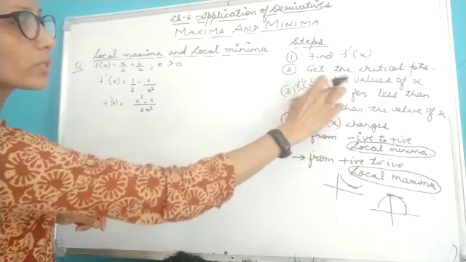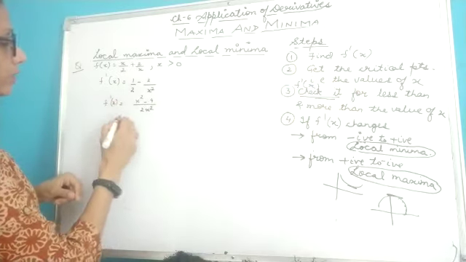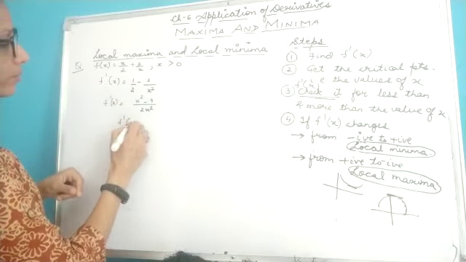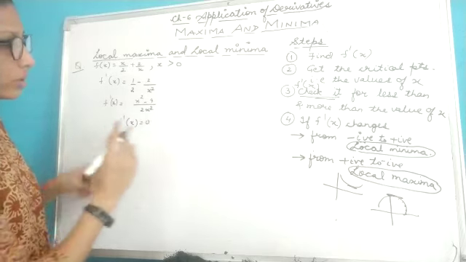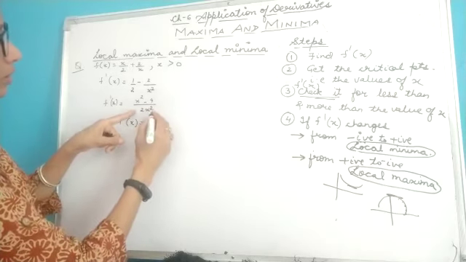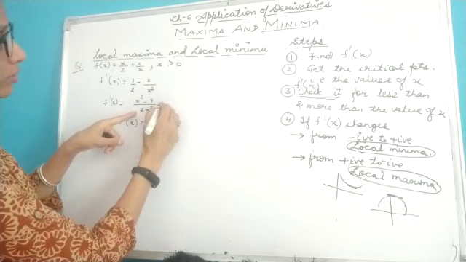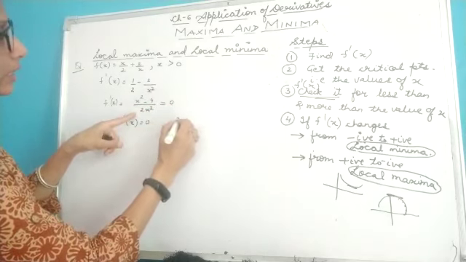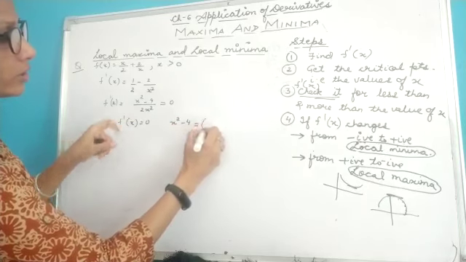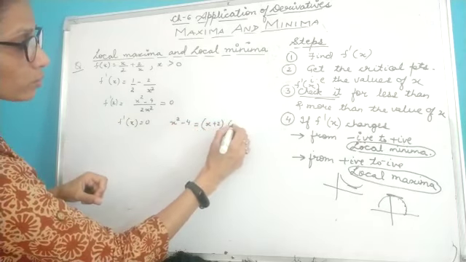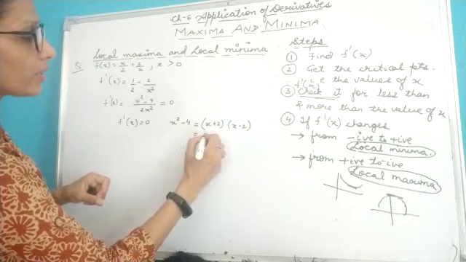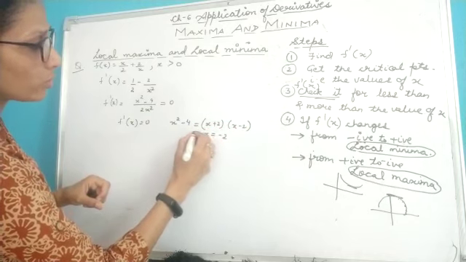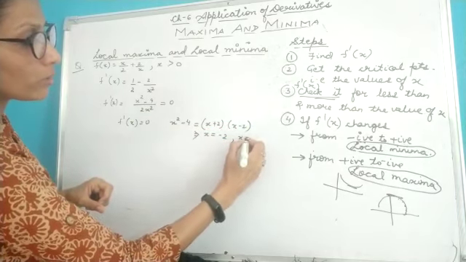Now I have to get the critical points. Critical points can be calculated by equating this to 0. If I equate this to 0, this will go to this side, it will become 0. I'll be getting x square minus 4, which in turn will give me x plus 2 and x minus 2. So here the values of x are minus 2 and x equal to 2.